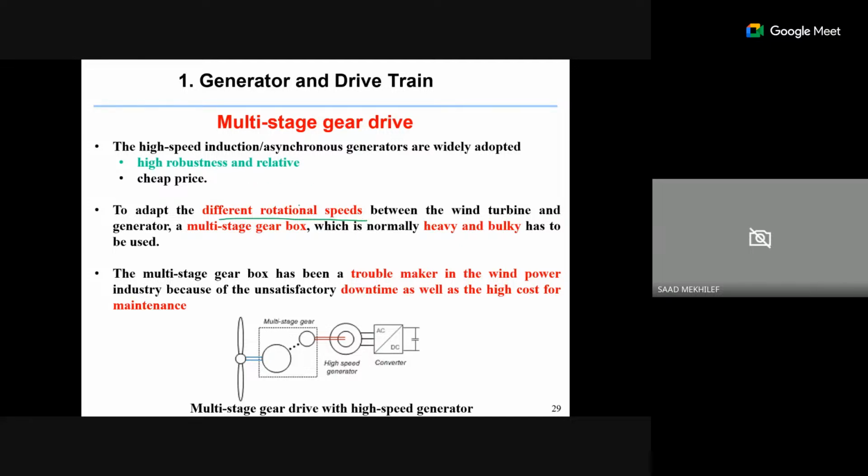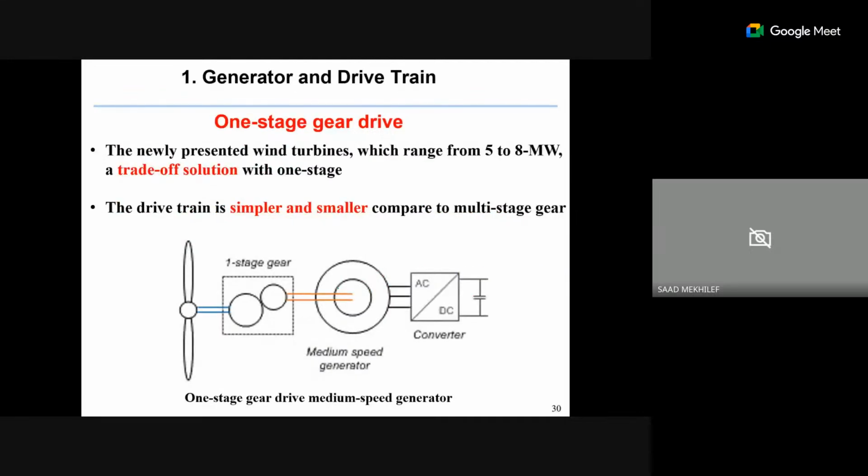Okay, and a multi-stage gearbox, which is normally heavy and bulky, has to be used in this kind of operation. So the multi-stage gearbox has been a troublemaker in many wind turbines because of noise and downtime. So this is one of the issues.